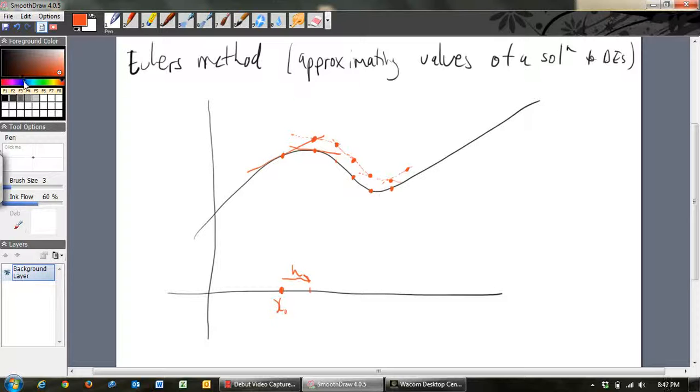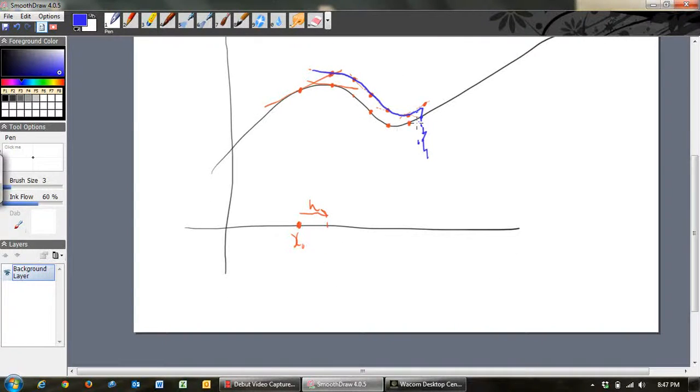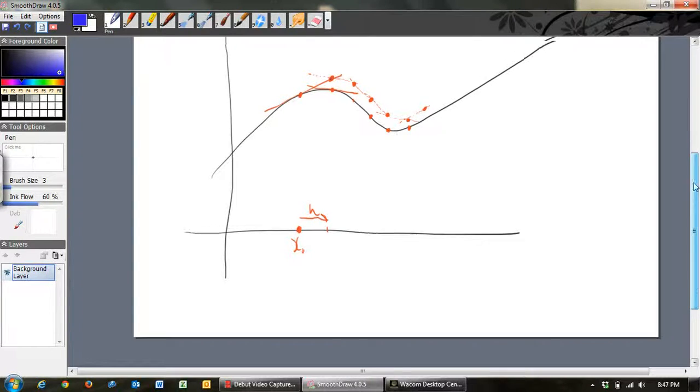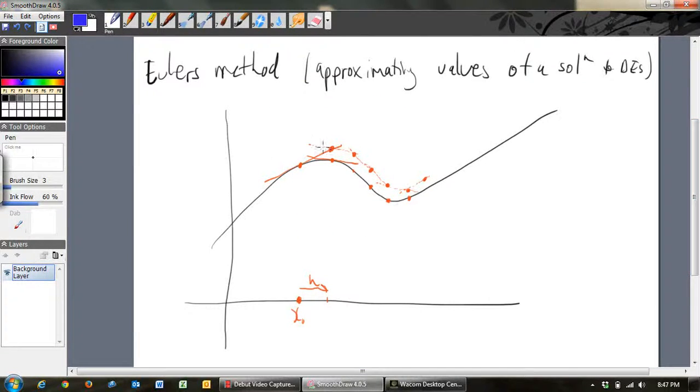What you'll see is that the approximation to this curve that Euler's method gives us is the following. It starts here and goes like this. So the blue is the approximation of the function y, y of x. That's what Euler's method does, and I'll explain it more in class.